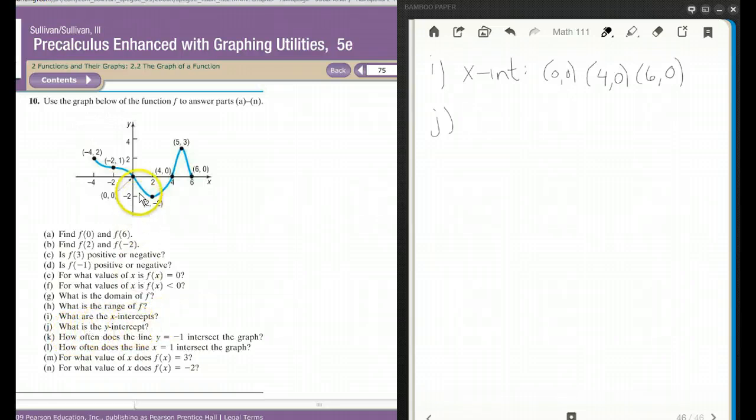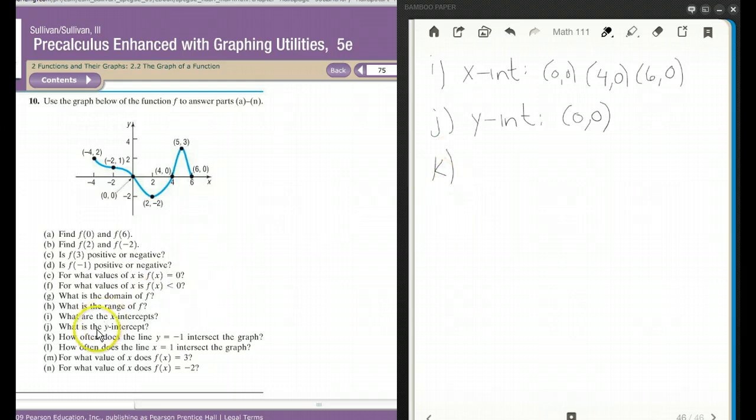Part J. For part J, what is the y-intercept? Well, the y-intercept, remember, is where the graph hits the y-axis. That only happens in one place. Otherwise, it won't be a function, right? If there are two y-intercepts, it can't be a function. So here we only have one answer, and that happens at the origin.